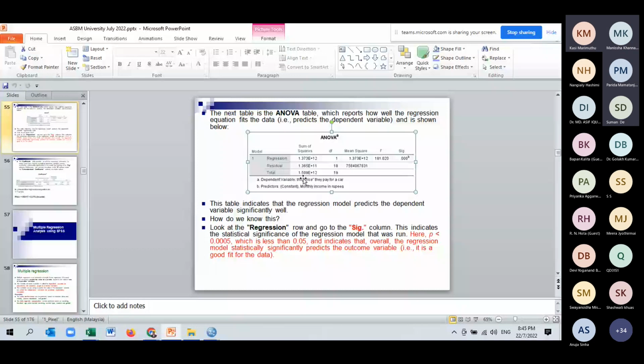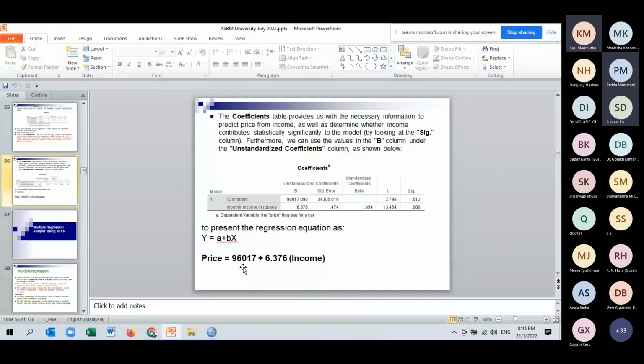But how can we put it in the equations? For that we have to go for multiple regression, ma'am. One to one means we need to go for y equals a plus bx. Multiple regression equations we are going to discuss tomorrow, ma'am. Don't worry.